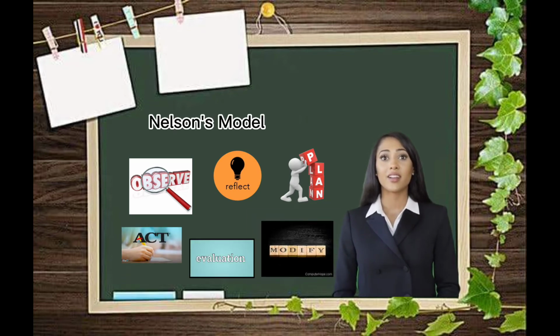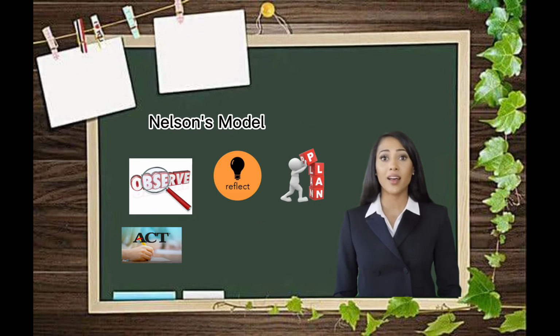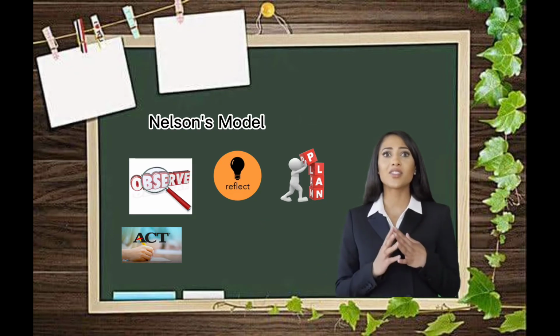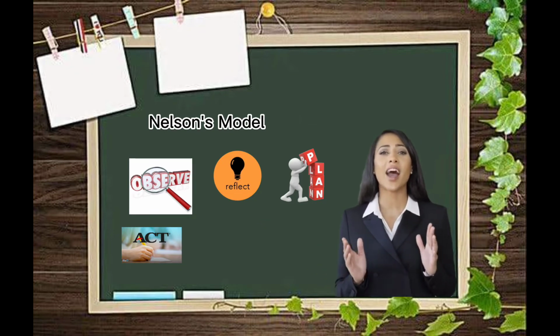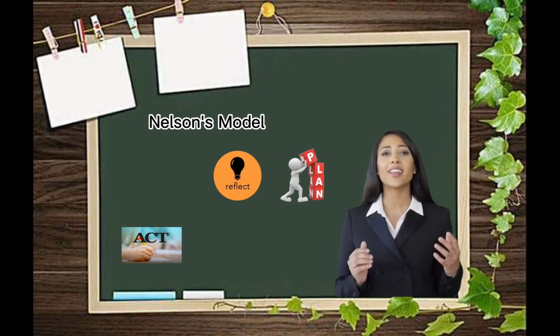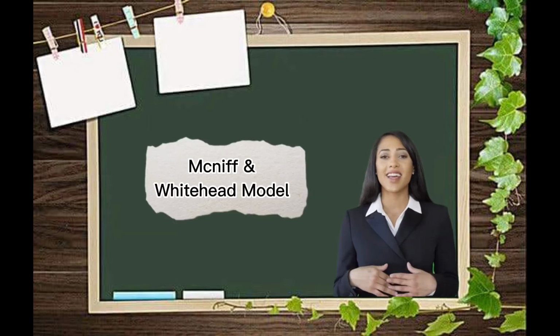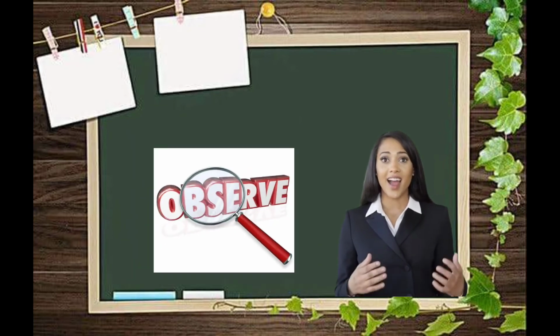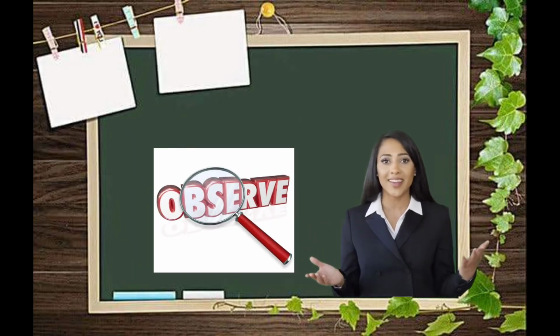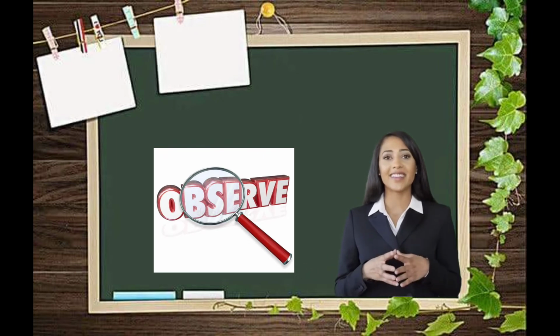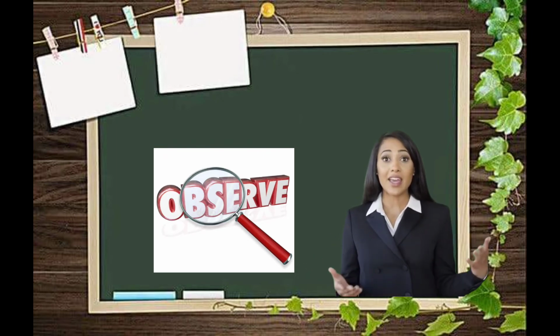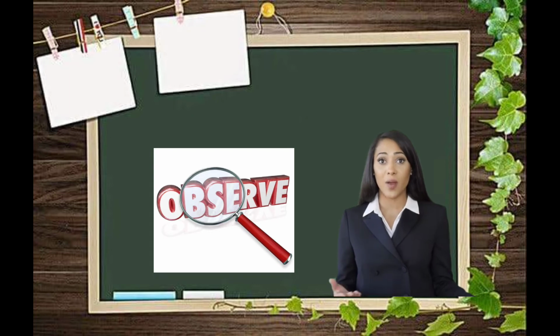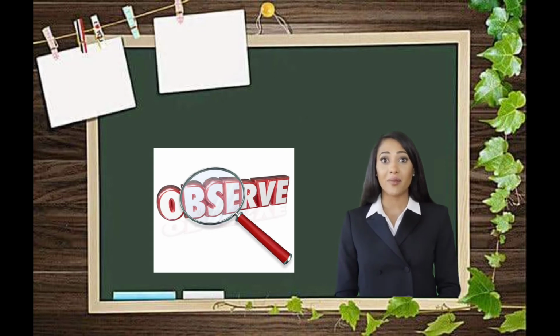However, in Nelson's model, there are only 4 action research cycles, which are observe, reflect, plan, and act. In the McNiff and Whitehead model, the first action research cycle is observe, or identifying the problems. Here, by observing, you will see the problems or problematic situations inside the classroom or the school.